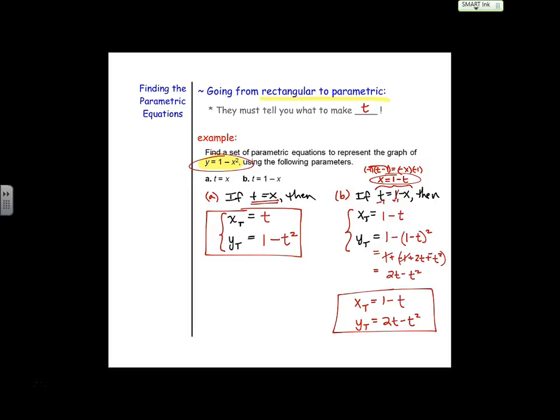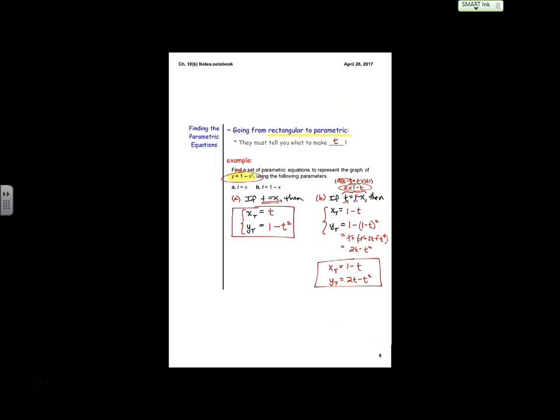All right, guys. Go ahead and grab out your calculators, and I want you to change the mode to polar mode.